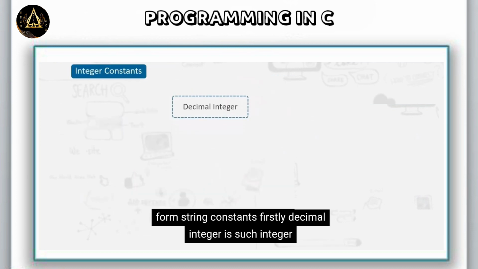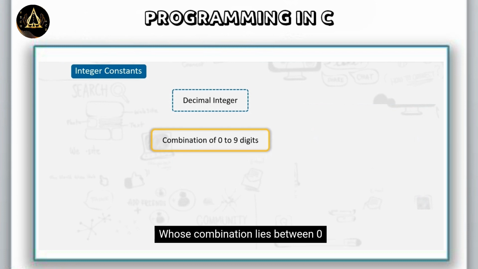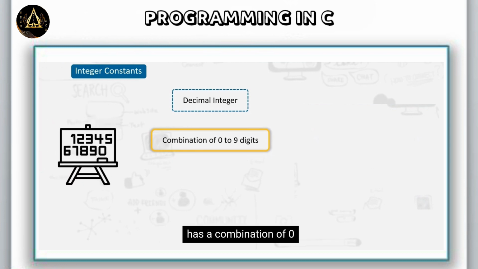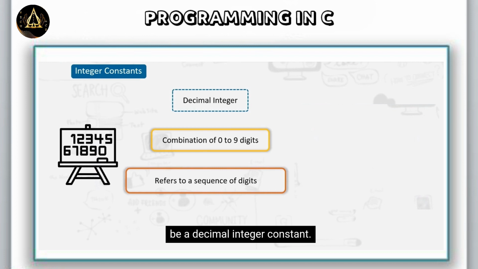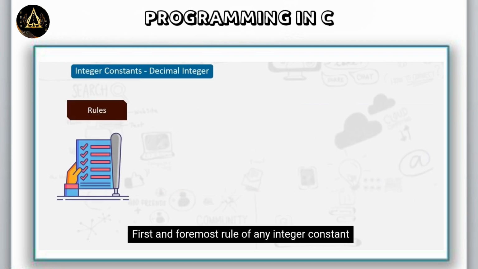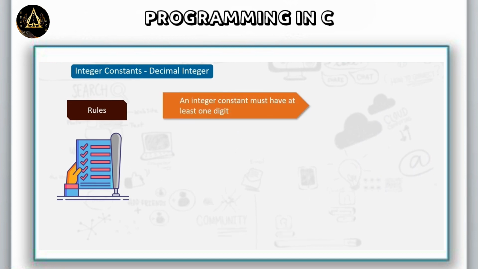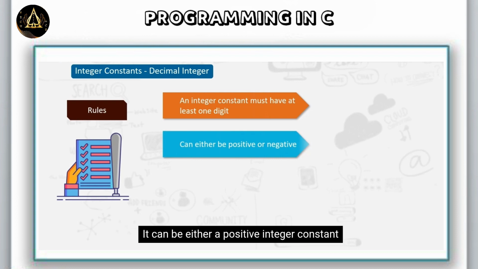Firstly, a decimal integer is an integer constant whose combination lies between 0 through 9. So any number which has a combination of 0 through 9 digits is considered to be a decimal integer constant. First and foremost rule of any integer constant is that it must have at least one digit. It can be either a positive integer constant or a negative integer constant.